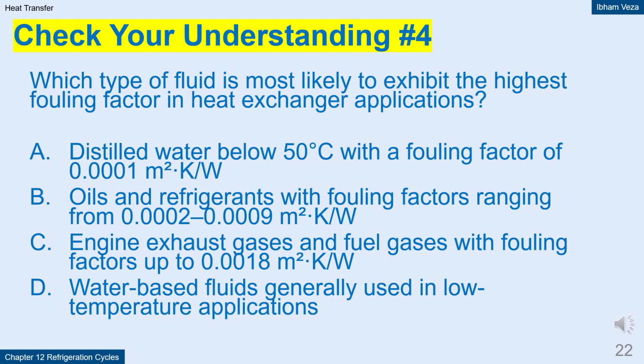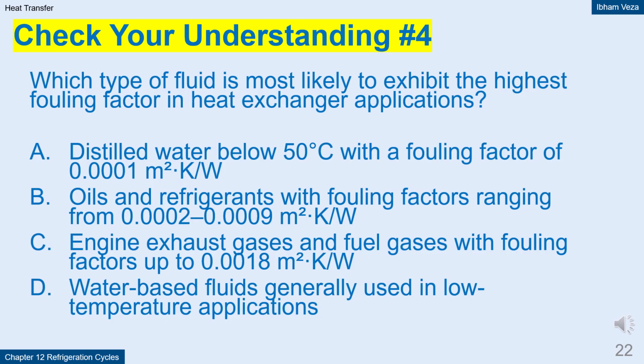Correct answer C. Engine exhaust gases and fuel gases with fouling factors up to 0.0018 meters squared Kelvin per watt. Explanation of incorrect options. A. Distilled water below 50 degrees Celsius with a fouling factor of 0.0001 meters squared Kelvin per watt.